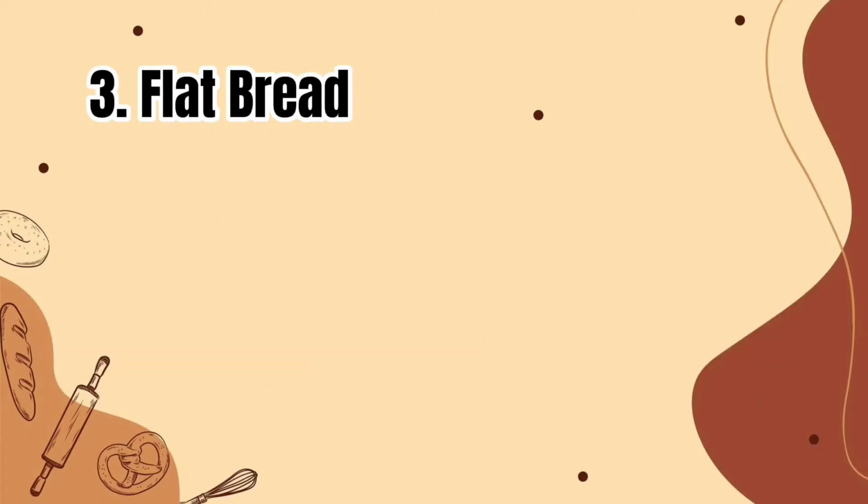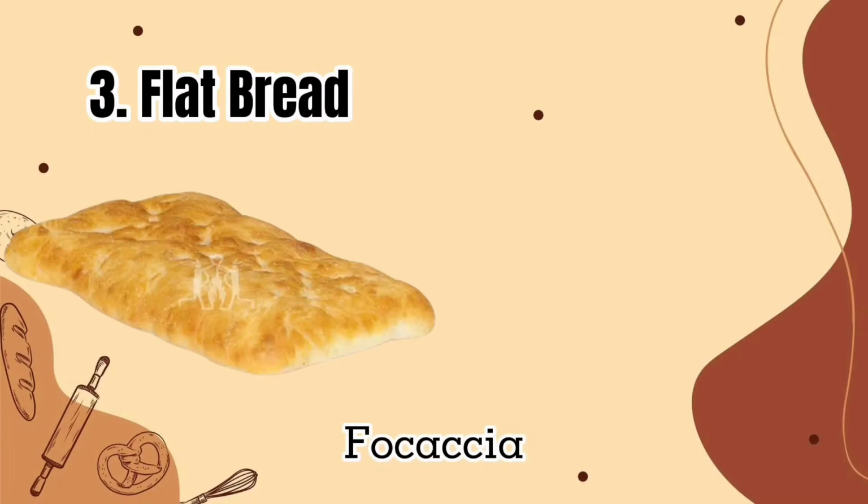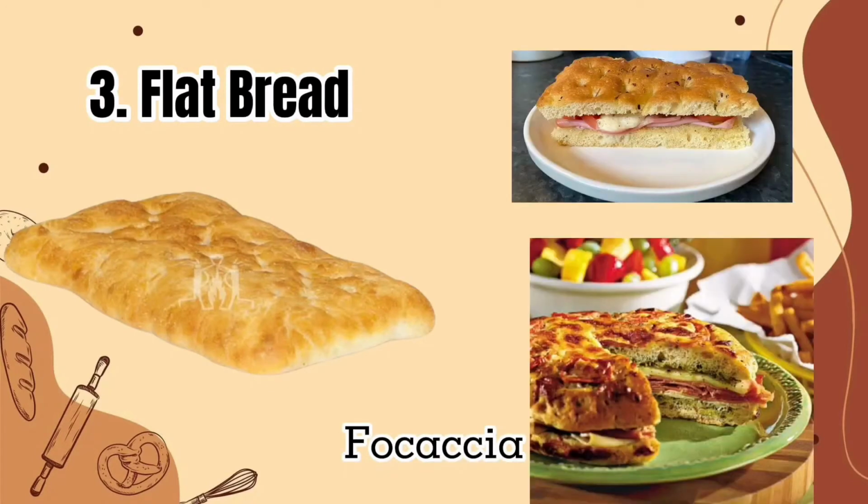Number 2, we have the focaccia. It is a flat Italian bread, a cousin of pizza, an inch or more thick and very rich in olive oil. It is sold whole or cut into squares, split and filled.